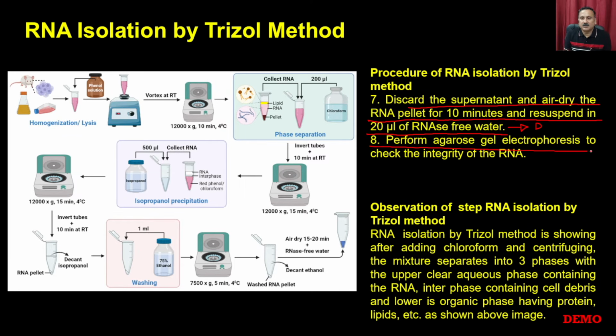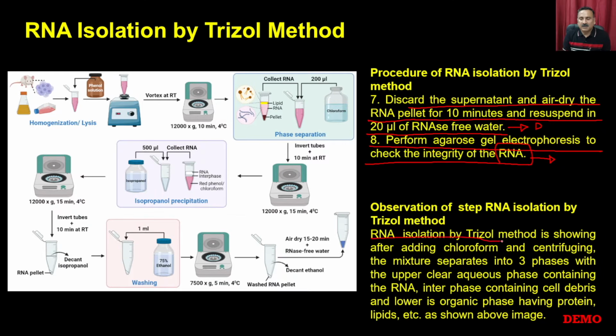Then you perform agarose gel electrophoresis to check the integrity of the RNA. We are going to discuss this when we discuss northern blotting, including how you can run the RNA gels and test whether the RNA quality is good or not. In the RNA isolation by the Trizol method, after adding the chloroform and centrifugation, the mixture separates into 3 phases: the upper aqueous phase containing the RNA, the interface containing the cell debris, and the lower organic phase containing the protein and lipid.